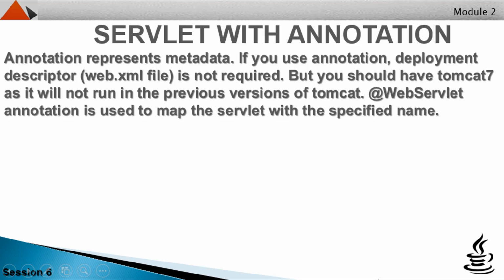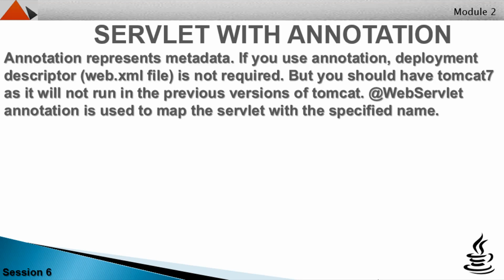Now let's talk about annotation in servlets. Annotation represents the metadata. If you use annotation, the deployment descriptor, that is the web.xml file, is not required. But you should have Tomcat 7, as it will not run in the previous versions of Tomcat. The @WebServlet annotation is used to map the servlet with the specified name.